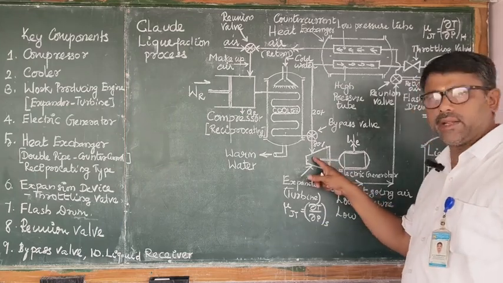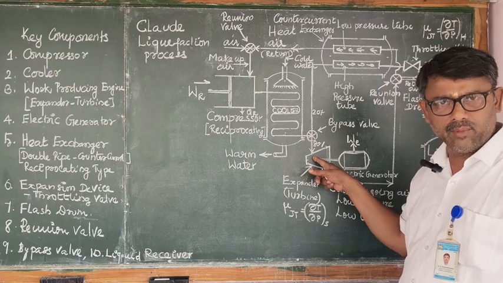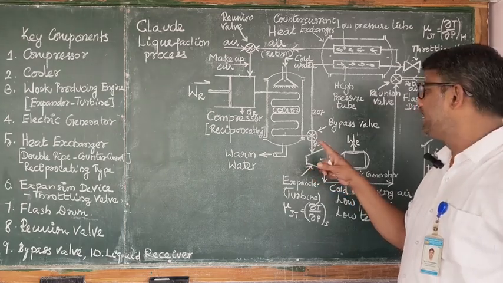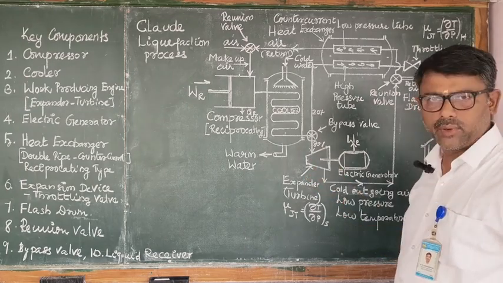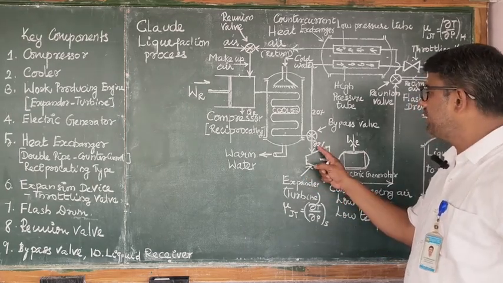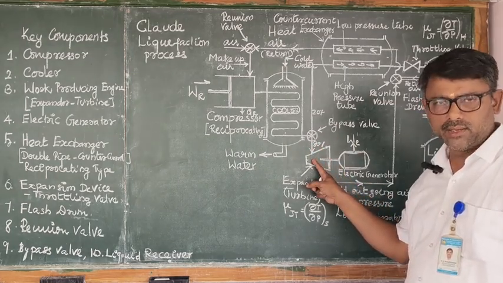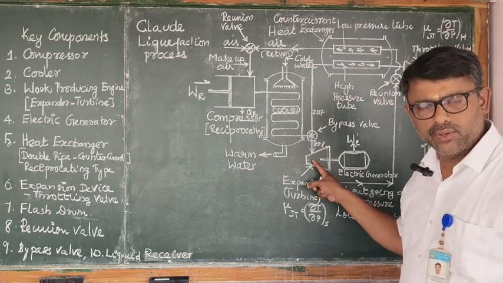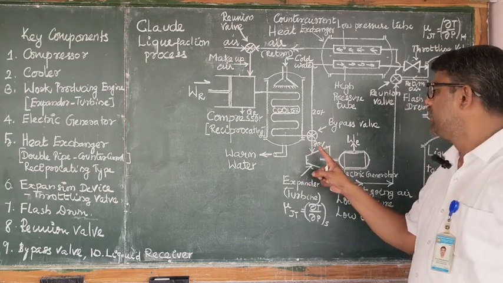Clear? Our ultimate aim in the expander is to decrease the temperature of air below its critical temperature. It is possible. Once again, I am repeating the statement: 80% of the main stream is bifurcated to the expander. The ultimate aim is to decrease the temperature of air below its critical temperature.